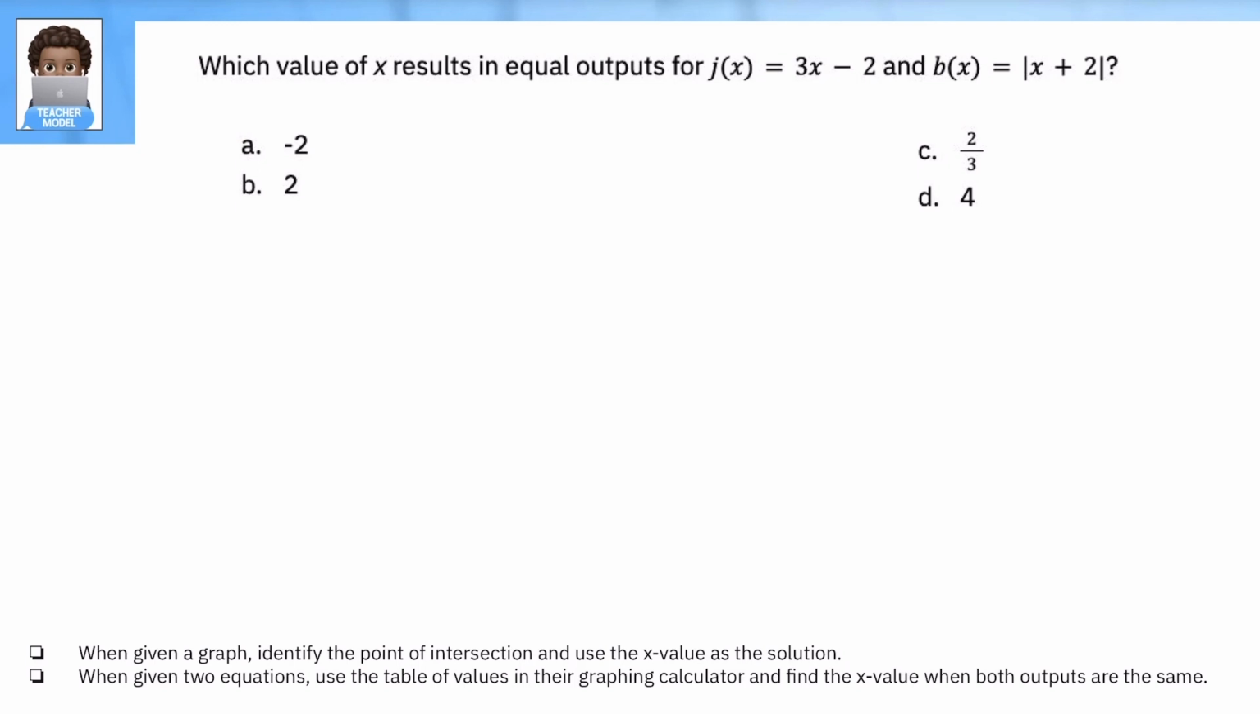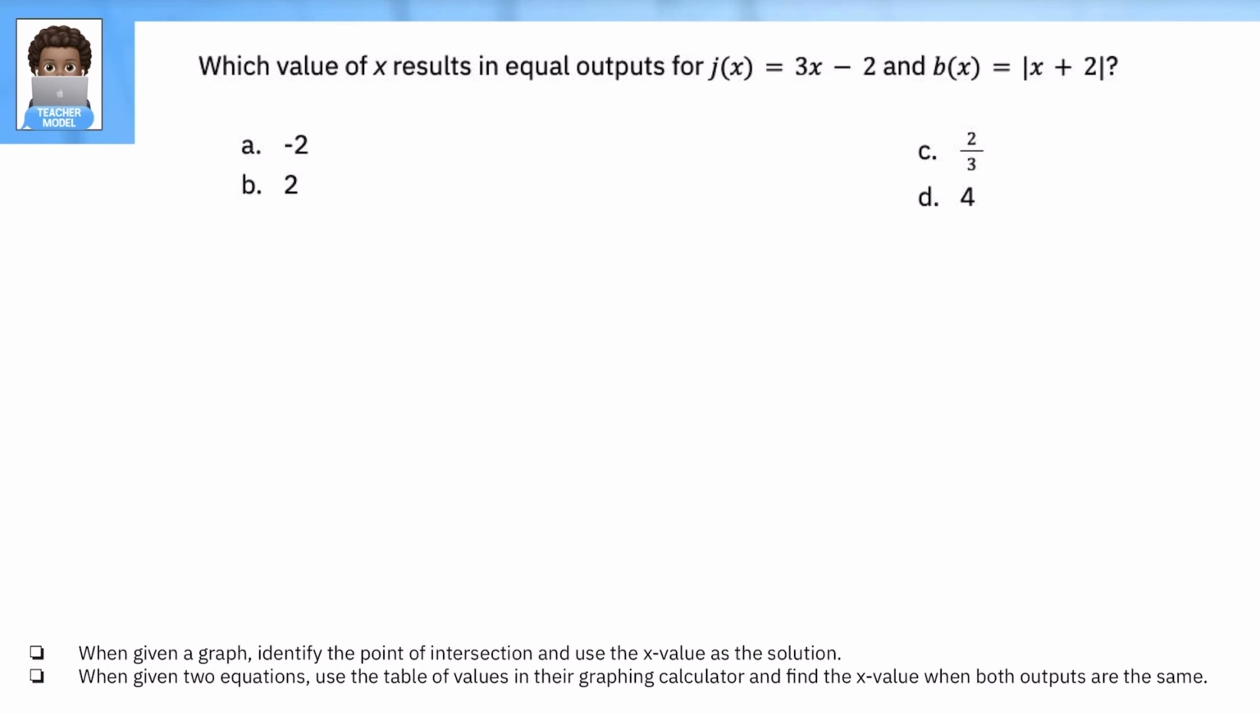All right, time to practice. It's your turn. Which value of x results in the equal output for g of x is equal to 3x minus 2 and b of x is equal to absolute value of x plus 2? Now remember, you can use either equation, or you can use your graphing calculator to identify them, or just use straight algebra. So hit pause and try it out. Let's see if you can find the x value. I think you can do it.